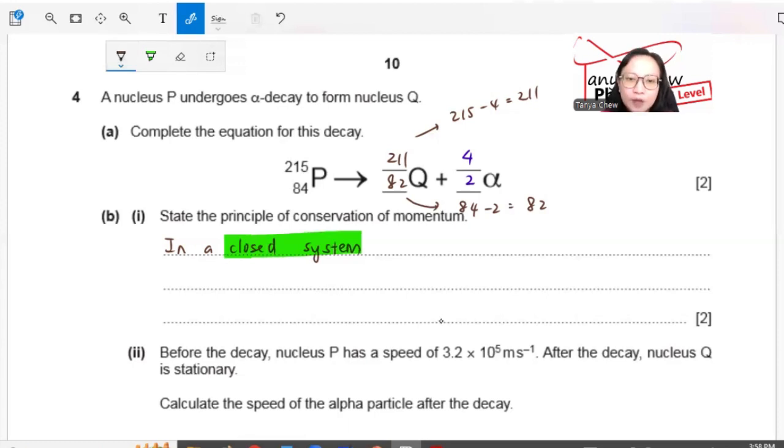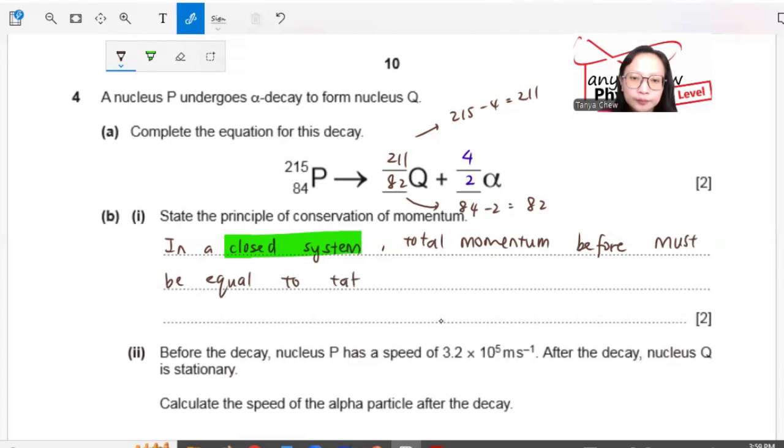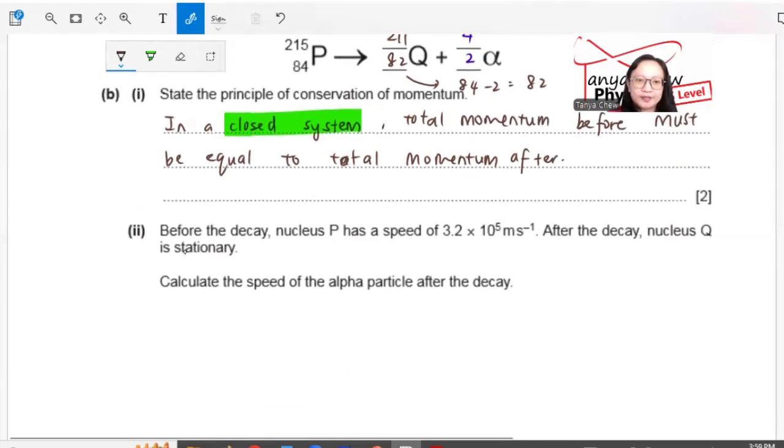In a closed system, total momentum before collision must be equal to total momentum after, or the sum of the momentum is always conserved. That's all.